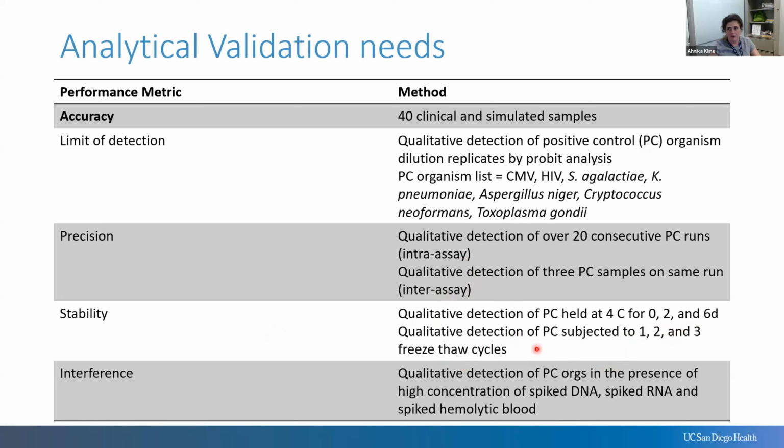We've already seen reduction in sensitivity of the RNA viruses that we were provided, even just after a couple of freeze-thaw cycles. So it definitely is important. And then interference, the way that other labs have done it is to include the positive controls and then spike in a high concentration of either one of those organisms' DNA or an additional organism's DNA or RNA, or hemolytic blood, and make sure you can still detect the positive control organisms. This is important because we know that when we had a lot of tobacco mosaic virus, it definitely reduced our ability to detect some of the other viruses.